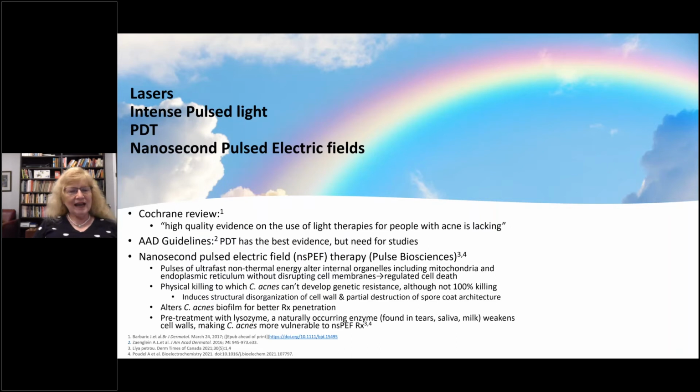This is exciting, actually, to me, this nanosecond pulsed electric field. So if you look at lasers, IPL, PDT, I think we all have patients who've been treated with these various modalities, and some patients seem to have done quite well. But a Cochrane review basically said that high quality evidence for light therapies in acne is lacking. We need more studies. The AAD guidelines felt that PDT had the best evidence, but again, came up with the same conclusion, more studies needed.